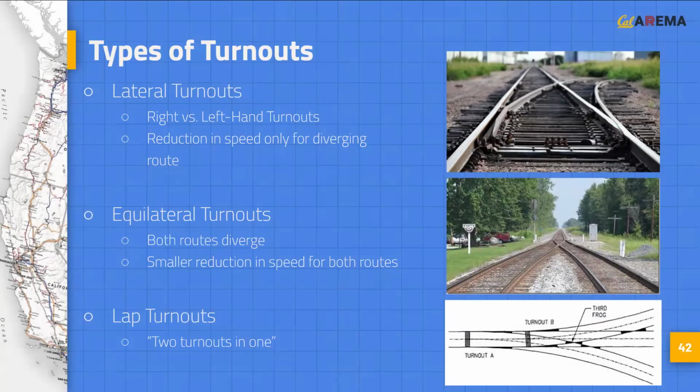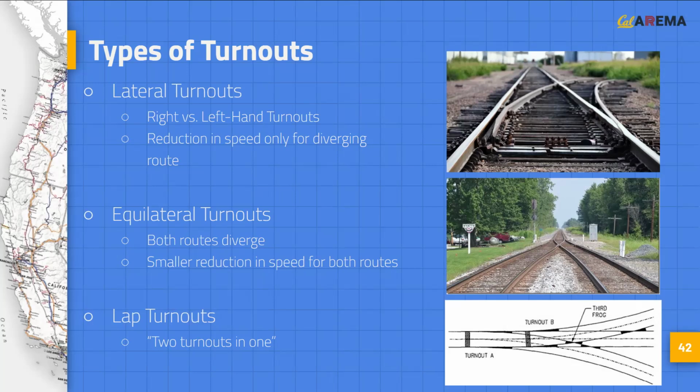There are three main kinds of turnouts. Lateral turnouts are the most common, in which the main track is straight and the diverging movement must run to the right or left. Lateral turnouts are defined as right-handed or left-handed based on whether the diverging track runs to the right or left when facing the turnout points. Since the main track runs straight through the turnout, a reduction in speed is only required for the diverging route.